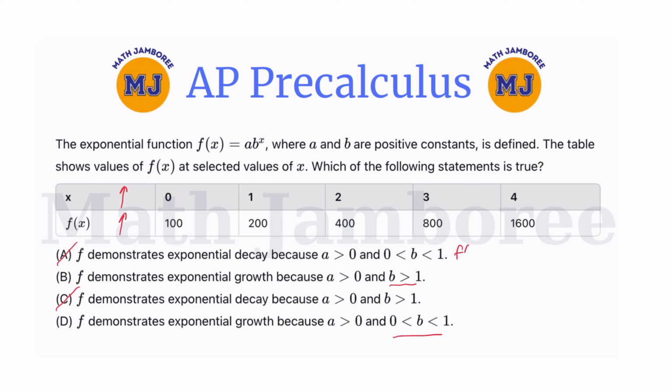So f of 0 is a times b to the power of 0, which is 100, which is this value. So that means a times 1 is 100. So therefore a is 100.